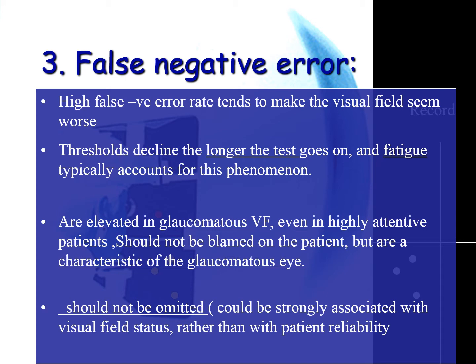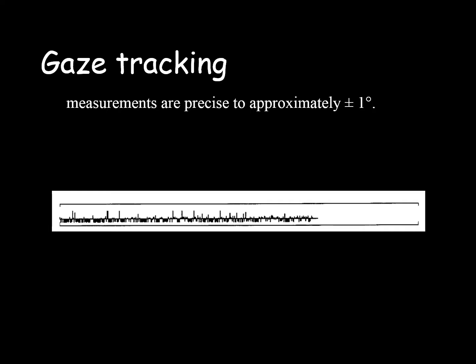Again, in cases of glaucoma, the sensitivity of the retina decreases over time and the rate of false negative will be higher. So we can accept false negative rates of up to 30.